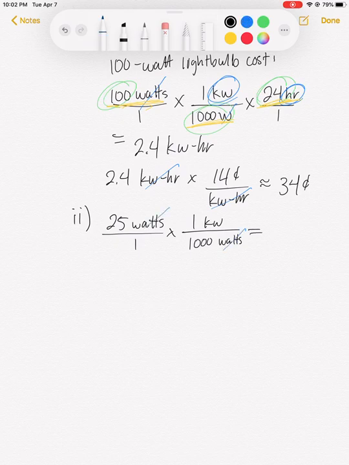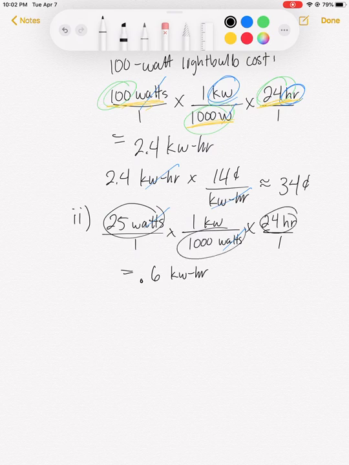Then we multiply by the hours we're going to use it, all day long. That's equal to 0.6 kilowatt hours. So I multiply 25 times 24 divided by 1,000, and that's how many kilowatt hours you use. Notice how big the difference is between 2.4 kilowatt hours and 0.6.